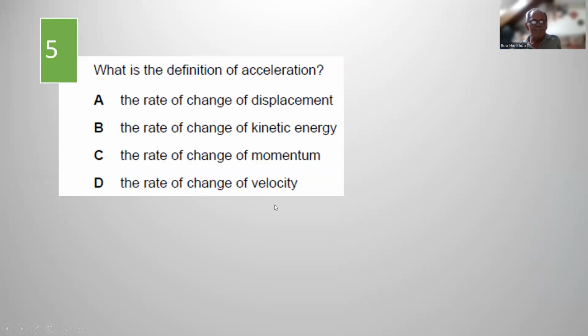What is the definition of acceleration? Rate of change of displacement is velocity. Rate of change in kinetic energy is power. Rate of change in momentum, that is your force. So the answer is D. Rate of change in velocity.